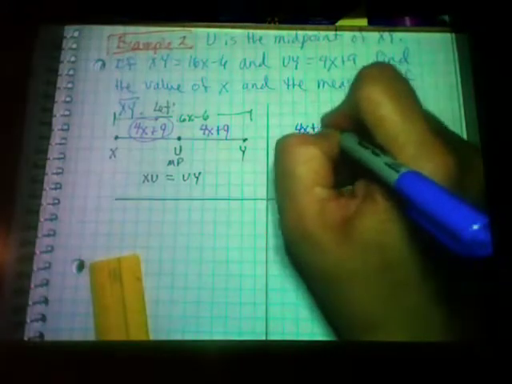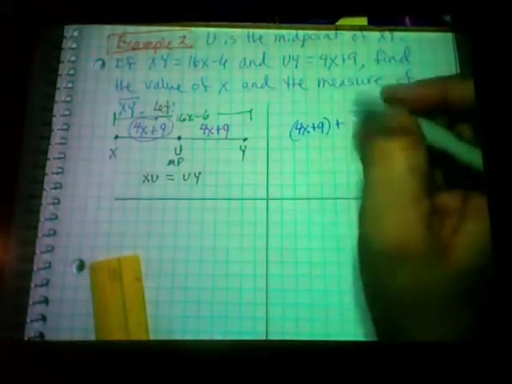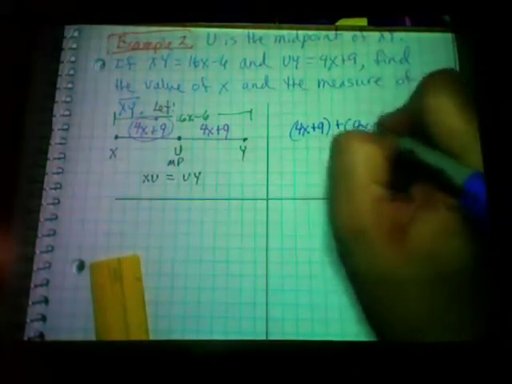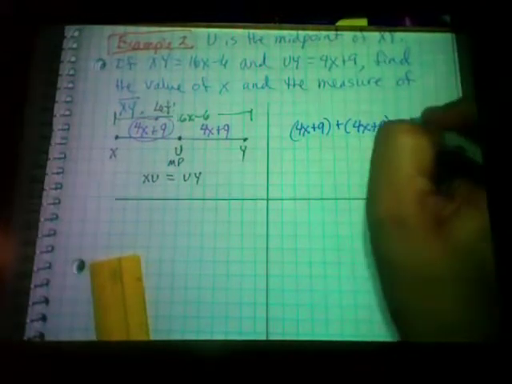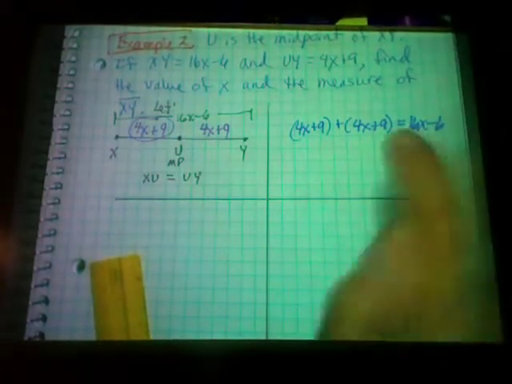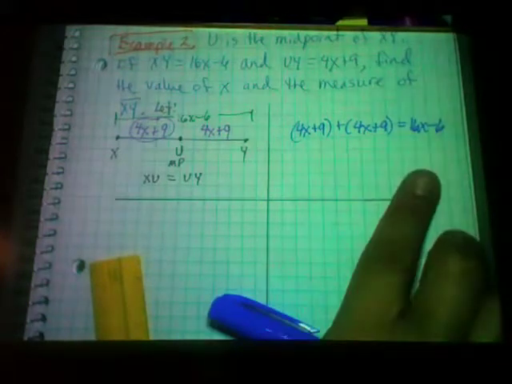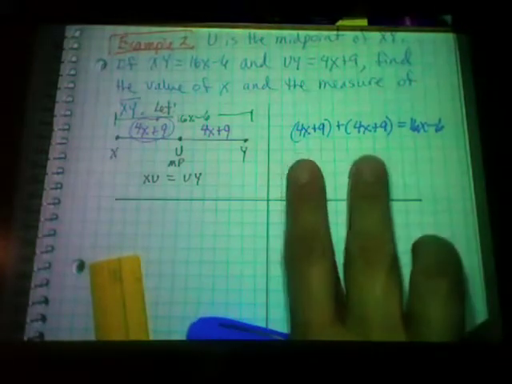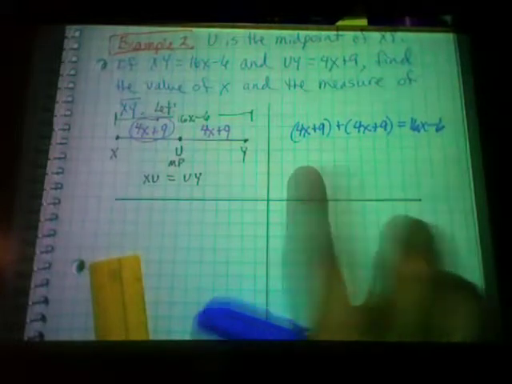Okay, 4x plus 9, and I'm just going to put these in parentheses to separate them. You could take the 2 separate pieces and set them equal to the 16x minus 6. Here's the 2 smaller pieces added to the bigger piece. How could you shorten this work? How else could you have written this same equation?